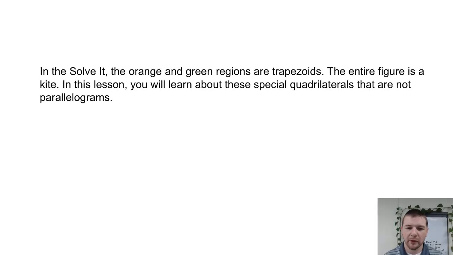In the solvet, the orange and green regions are trapezoids. The entire figure is a kite. In this lesson, you'll learn about these special quadrilaterals that are not parallelograms.